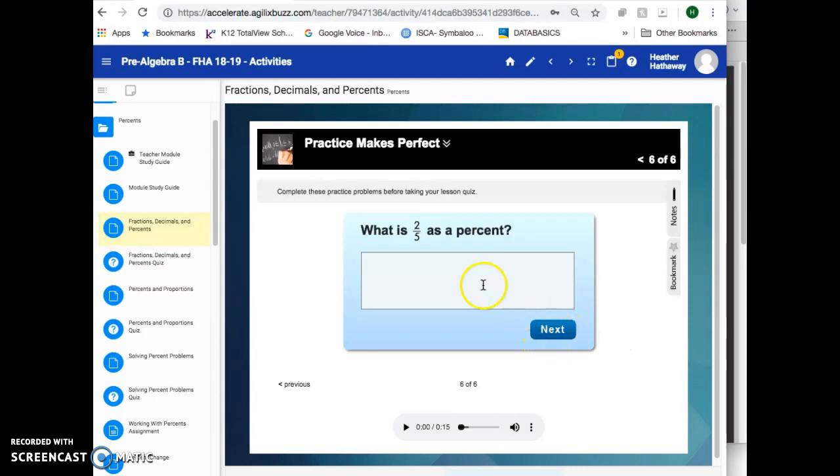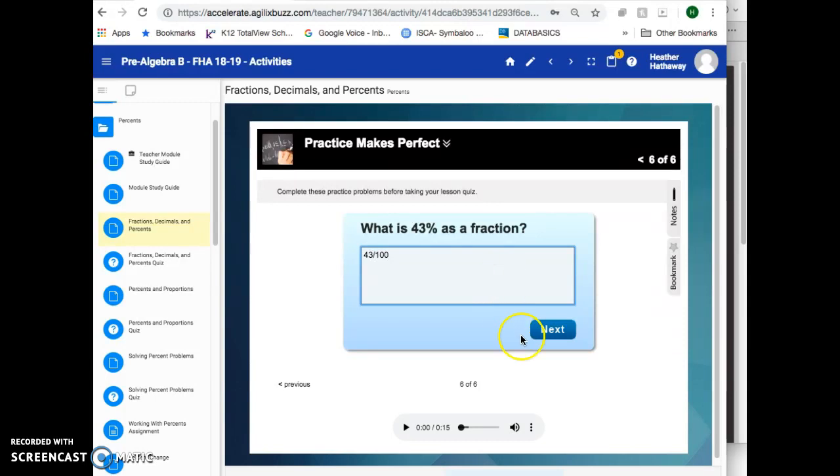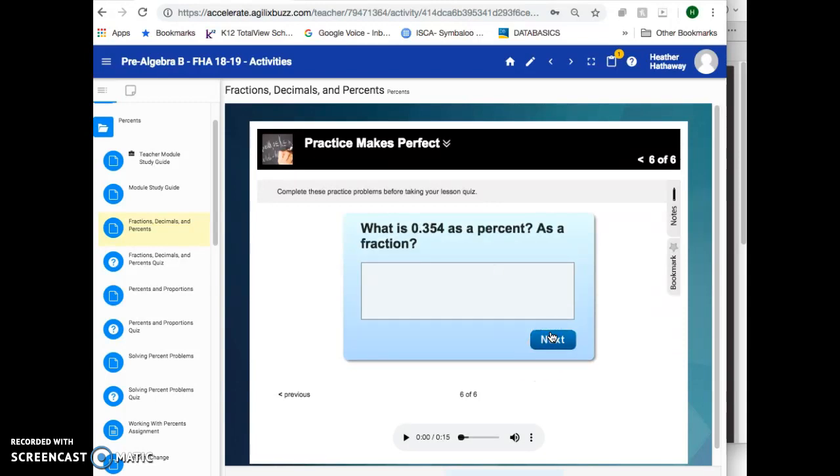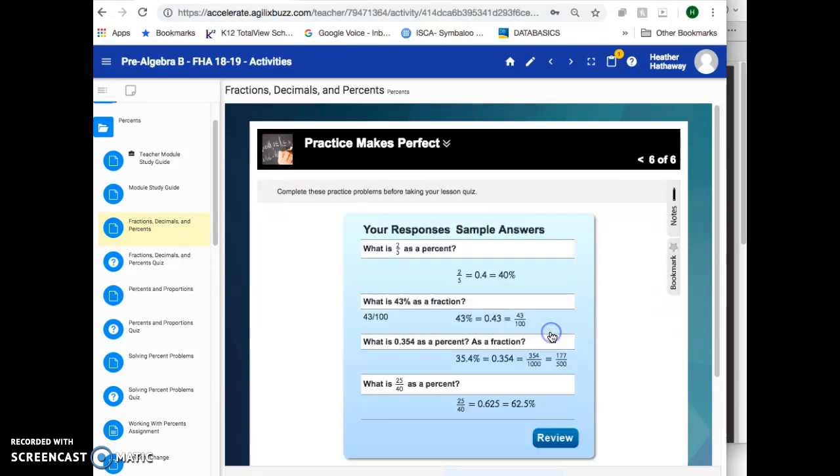Okay? So then you go through, they have more ways to practice. What is 2/5 as a percent? Try your best guess, and then you can type, so what is 43% as a fraction? So I'm going to type 43/100, and I'm going to put it in there, and then keep going, and then see, it gives you the answers. So that's your way of practicing. That's how you're going to practice what you've learned.